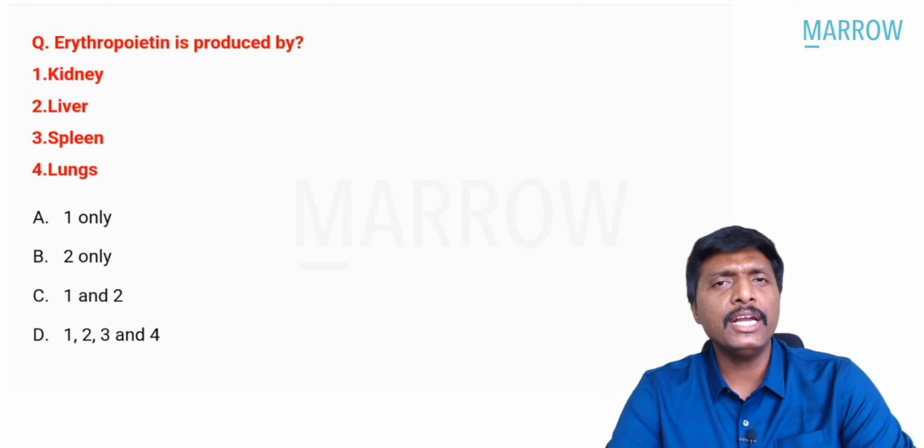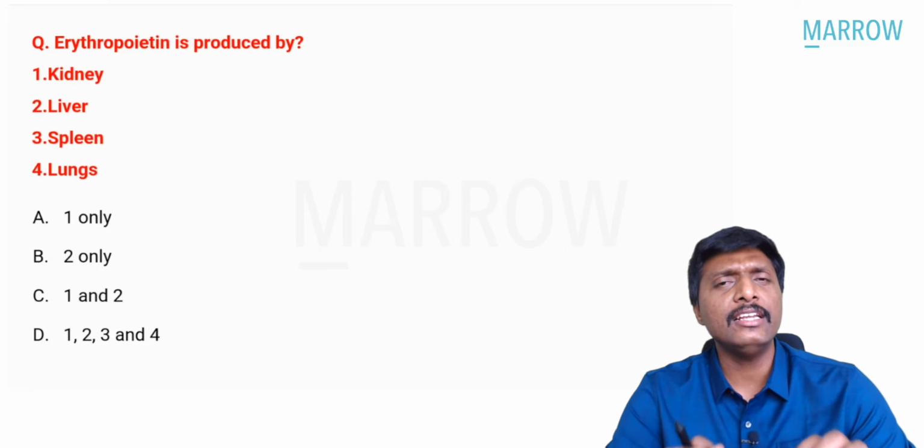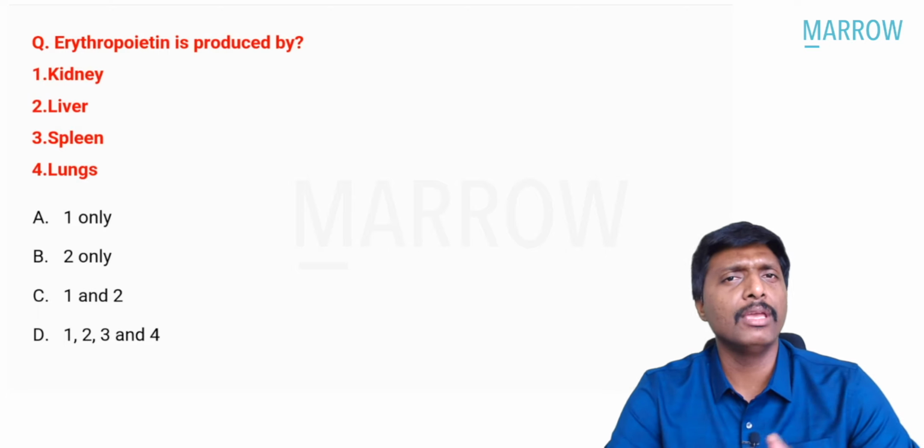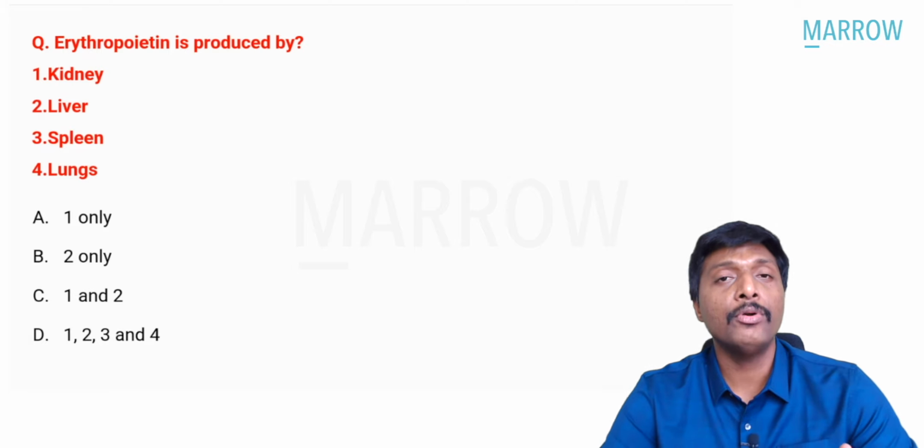So every time you read anything, immediately relate it with the most practical encounter you ever had, maybe during internship or when seeing a patient. That's how you can understand the significance of the question and retain it for long. So next time when you see erythropoietin, don't just see it as erythropoietin. It is helping someone in a nephro ICU.